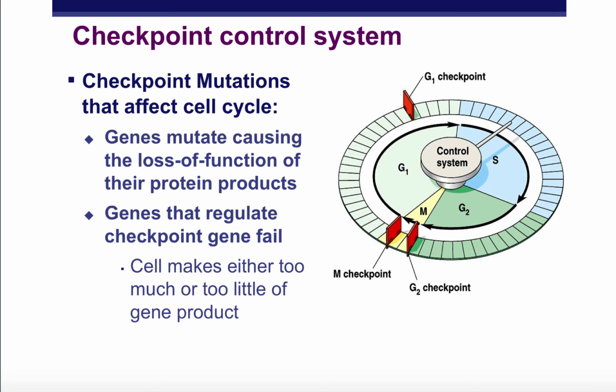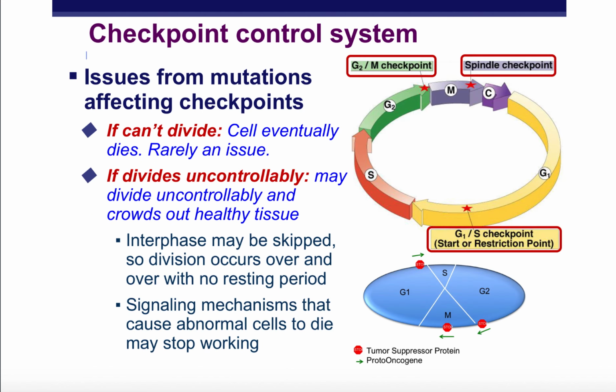Because if you mutate those checkpoint genes, those genes will then potentially lose their function, and they may potentially fail to regulate those checkpoints. And if you make too much or too little of a stop or go protein, a protein that helps you stop the phase or go in your phase, then that can lead to major problems. And the main problem we're going to talk about today is cancer.